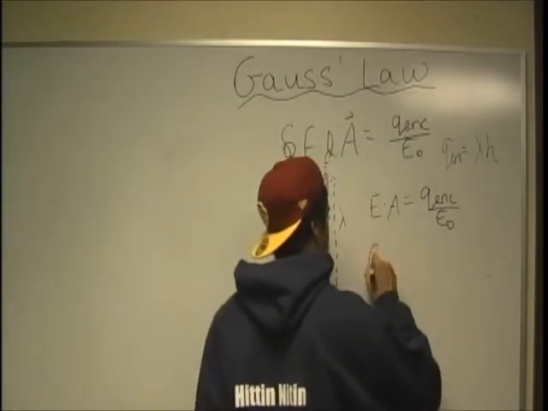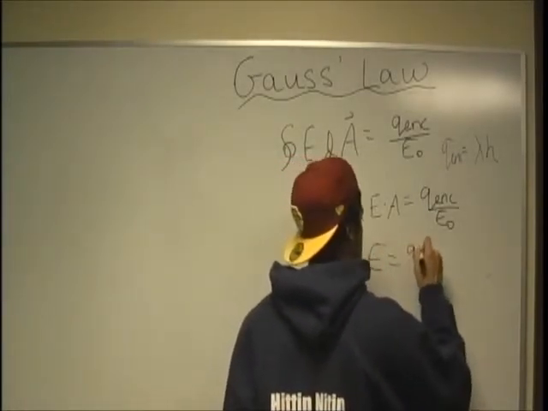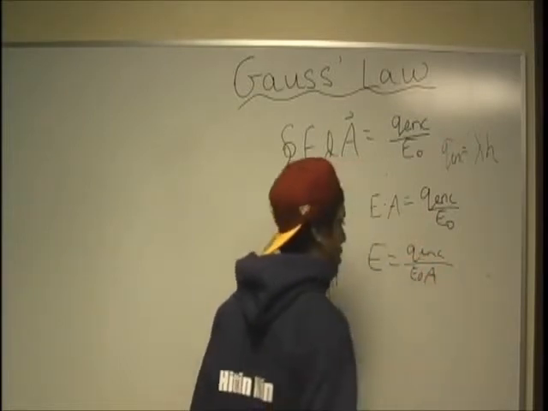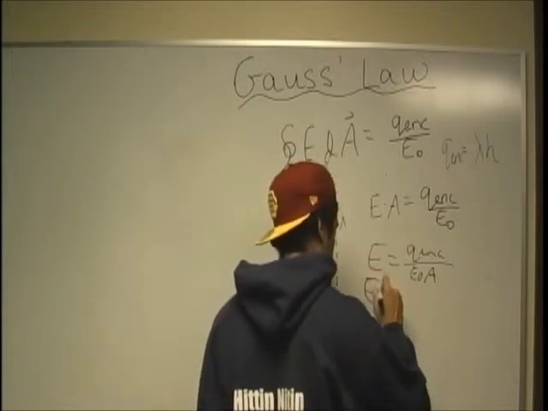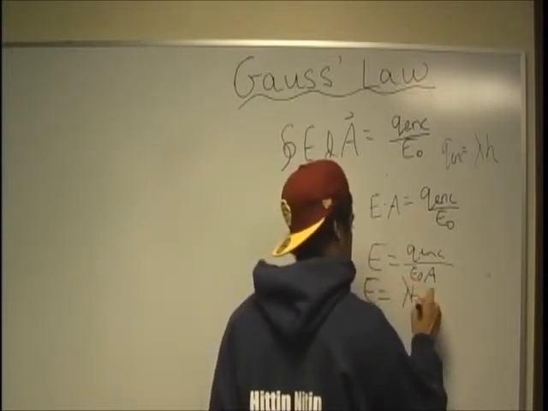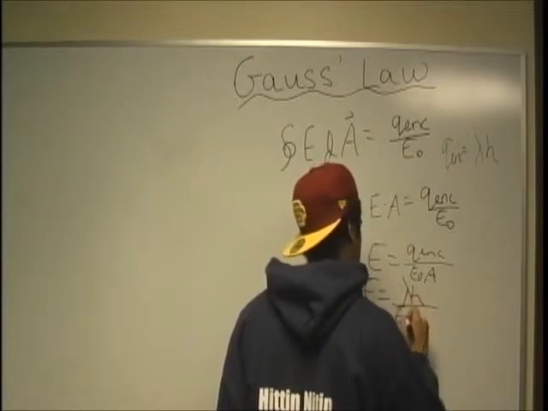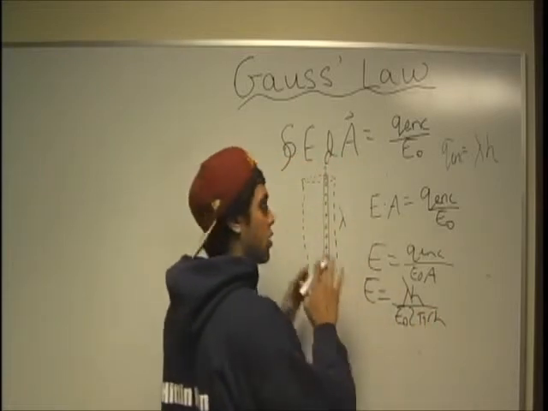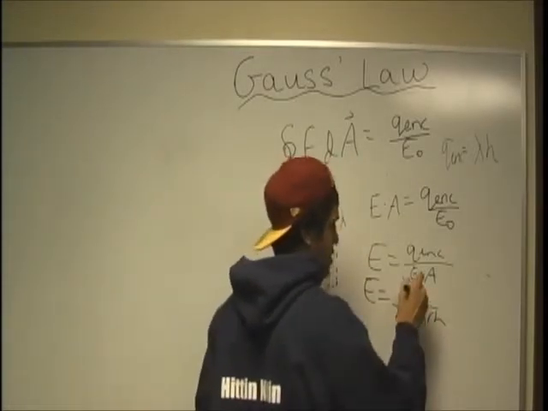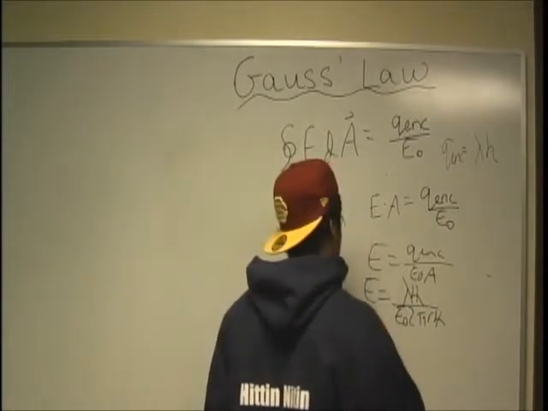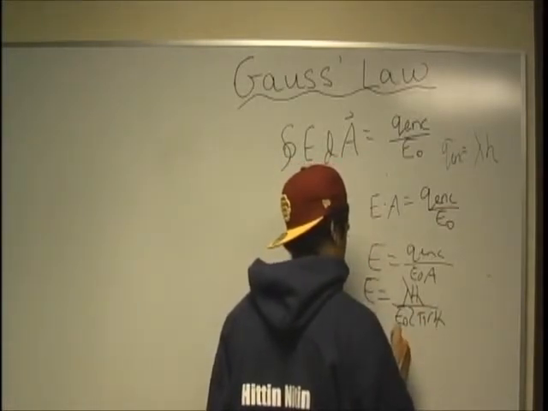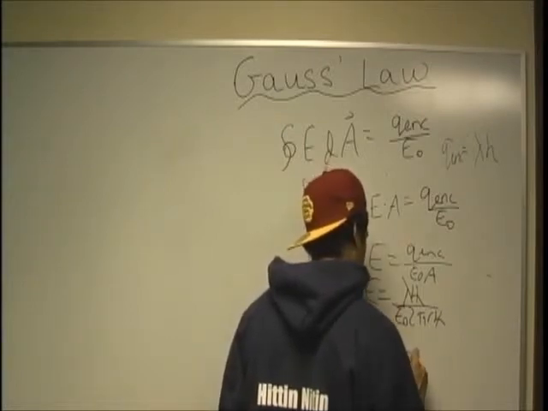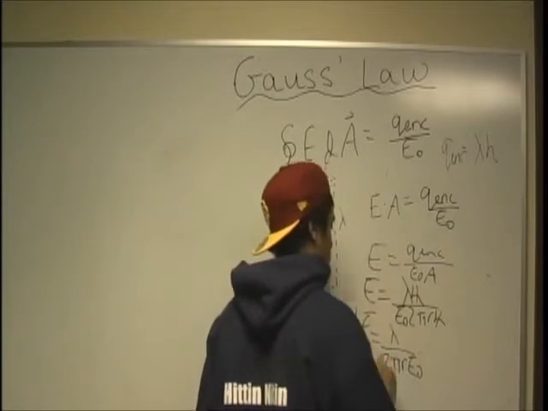So now, E equals Q enclosed over epsilon naught A. You can start plugging in numbers here. E equals lambda times height over epsilon naught times 2 pi r times height, because that is the surface area along the body of the cylinder. So we can cancel out the h's and now get E equals lambda over 2 pi r epsilon naught, which is going to be the formula.